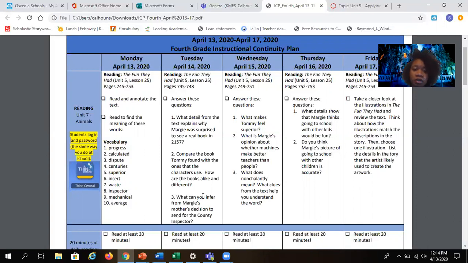2, compare the book Tommy found with the ones that the characters used. How are the books alike and different? So this is a direct extension from question 1. When you get to question 2, it's wanting to know the similarities and differences. So they should have said compare and contrast, but they want to know the similarities and the differences. So make sure you give both.